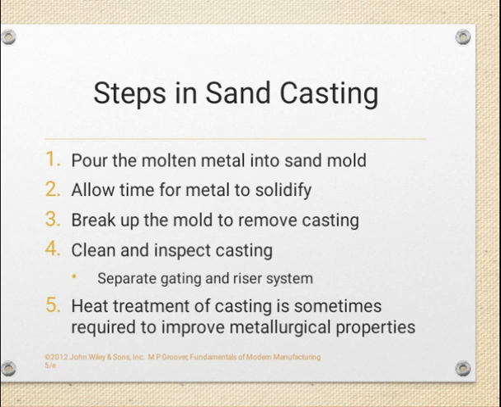Now, let us see stage by stage how the casting is done. Pouring the molten metal into the sand mold is the first stage. Then, allowing time for the metal to solidify, the mold is broken up to remove the casting. After that, cleaning and inspection of the casting is done. And then, heat treatment of the casting is sometimes required to improve metallurgical properties.